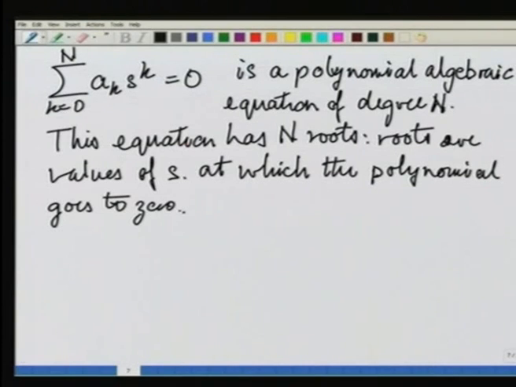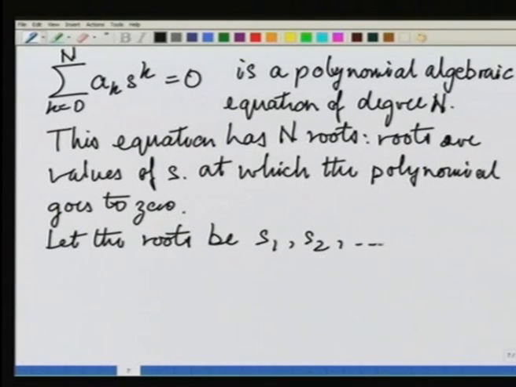Right. So, since there are n roots, let us name them S1 to Sn. These are the n specific numbers, not necessarily real numbers, they could be complex numbers, which if you substituted in this polynomial equation in place of s and computed, evaluated the left side, it would evaluate to 0.